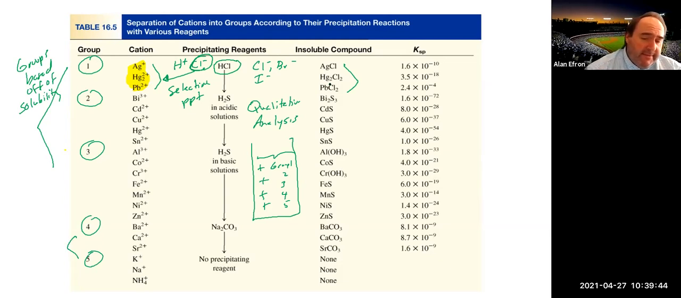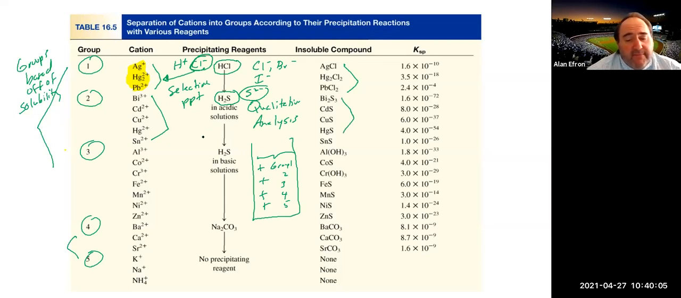You then would do the same thing for group 2. And again, these guys in group 2 are related to each other based on solubility. We use hydrogen sulfide gas, which is a very toxic, deadly type of gas, and it produces sulfides. A lot of sulfides are insoluble, so it makes a lot of these sulfide guys.